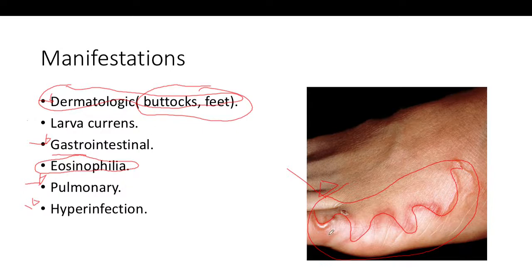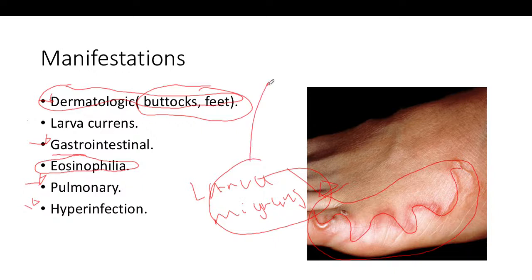And something to keep in mind is that there's another parasite that can show these same dermatologic lesions, and that is larva migrans. Larva migrans, that's another parasite that can be transmitted either from cats or from dogs. So it's either called Toxocara canis or Toxocara cati.